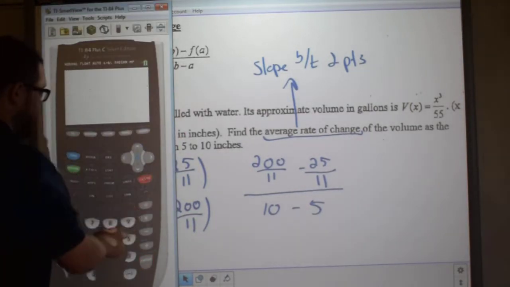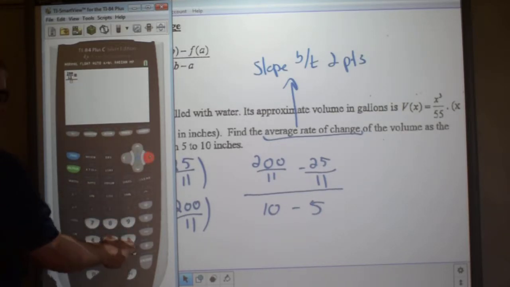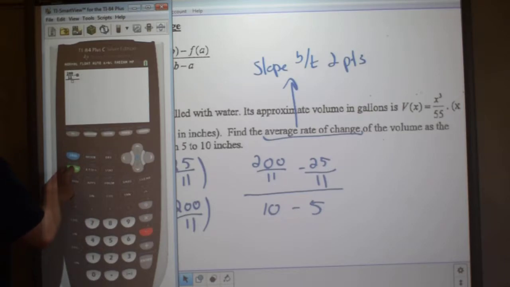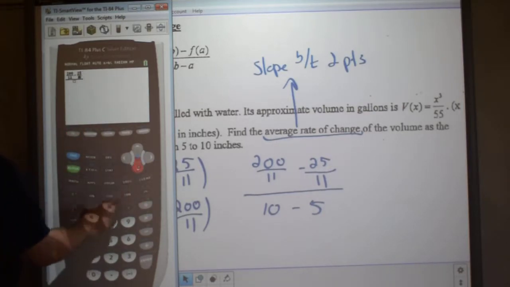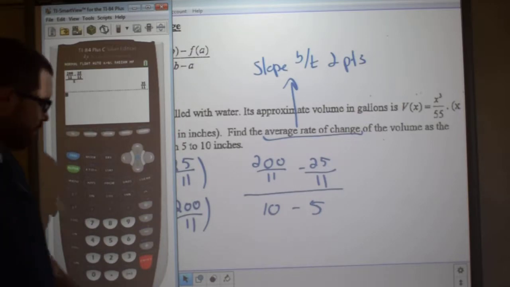We'll use the calculator to clean this up, so lots of fraction bars. 200 over 11 minus 25 over 11. And on the bottom, 10 minus 5 is 5. So I get 35 over 11.